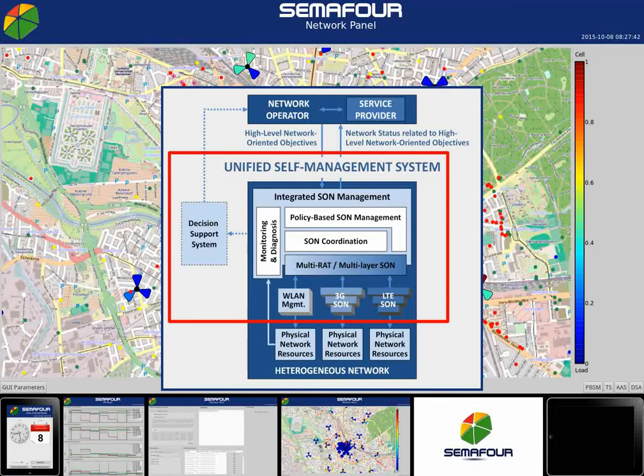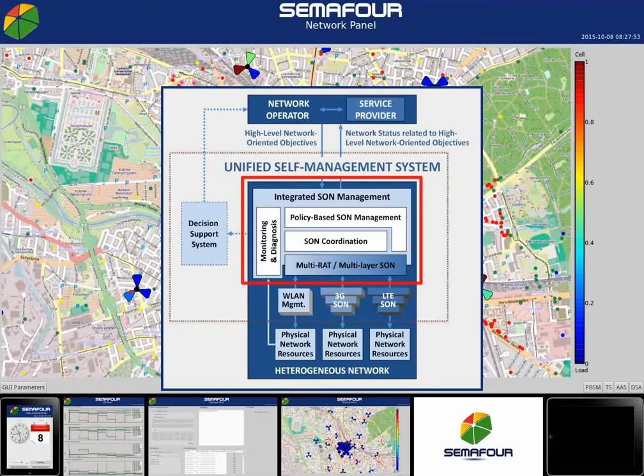Firstly, closest to the network operator is the integrated SON management layer. The operator is able to formulate customized high-level network-oriented objectives in terms of a weighted set of key performance indicators with associated target values as an input to this integrated SON management layer. The policy-based SON management functionality then effectively translates these objectives into a suitable and harmonized configuration of the underlying self-optimization functions.